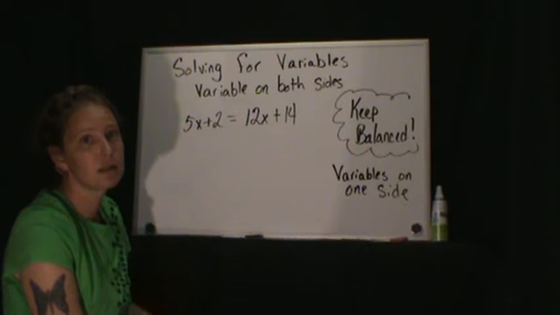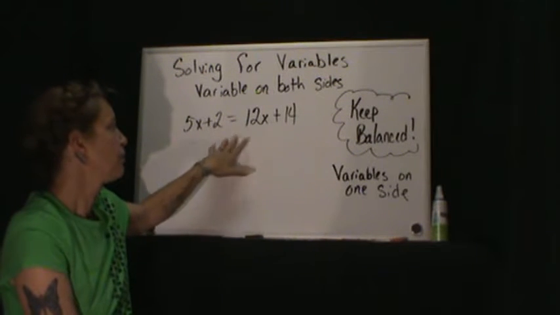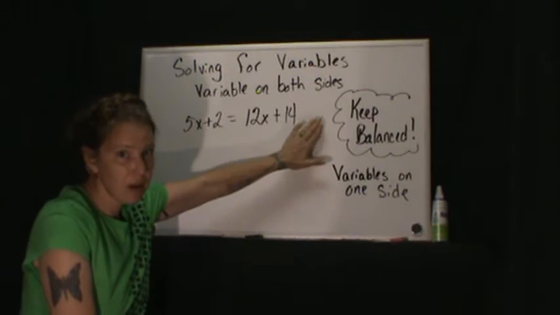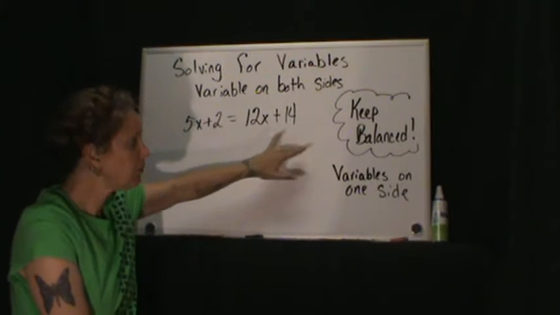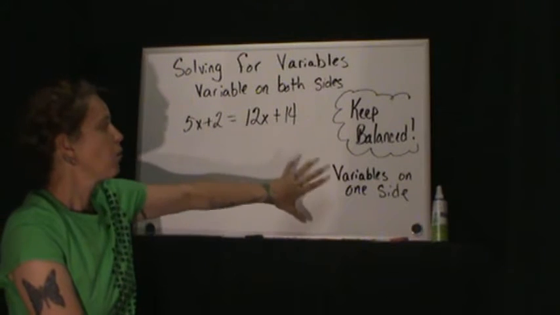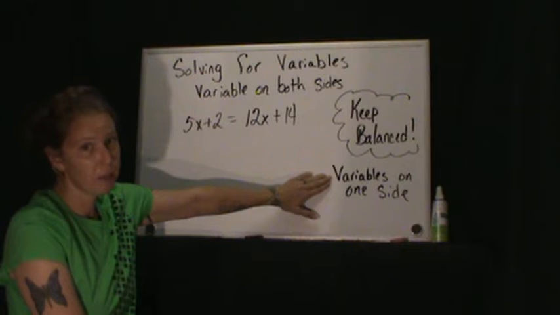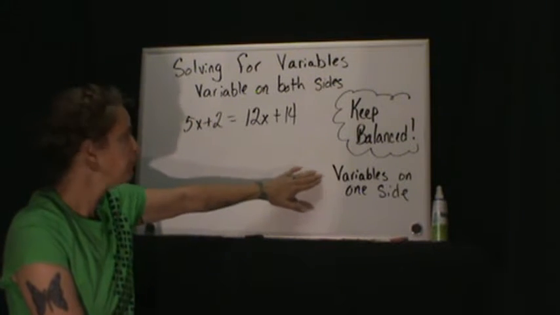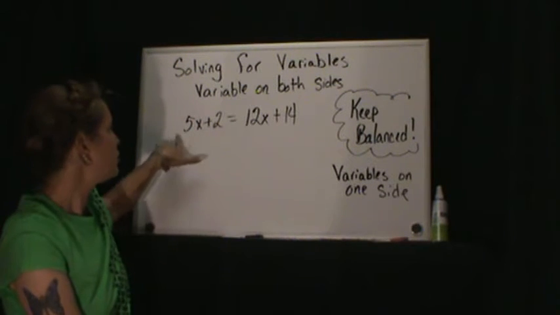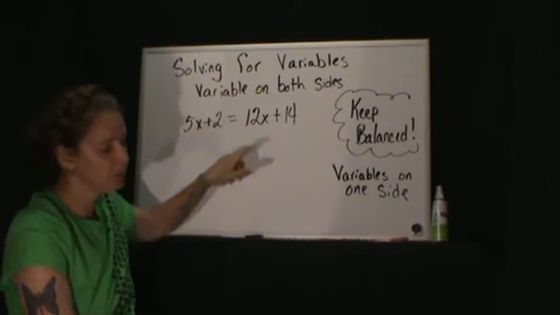Today's video is on solving for variables when you have variables on both sides of the equal sign. We've got to remember to keep our equation balanced. We're going to identify our variable. In this case, we have an x. We want to get all of our variables to one side of the equal sign. It doesn't matter which side, left or right. In this case, it's easier to move the variables to the right so we don't have a negative variable.